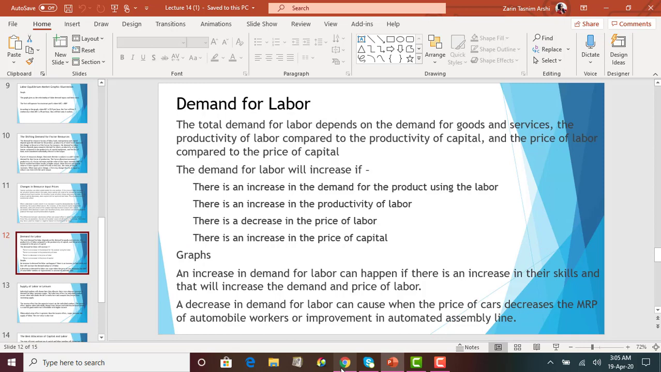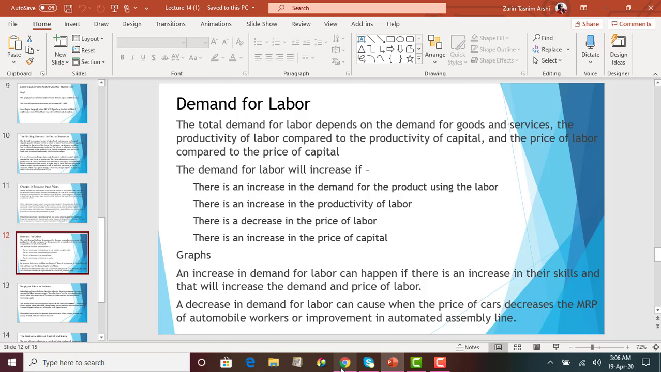Now the total demand for labor depends on the demand for goods and services, the productivity of labor compared to the productivity of capital, and the price of labor compared to the price of capital, right? Again, these are the three things that determine the demand for labor: the demand for goods and services, the productivity of labor compared to the productivity of capital, the price of labor compared to the price of capital.